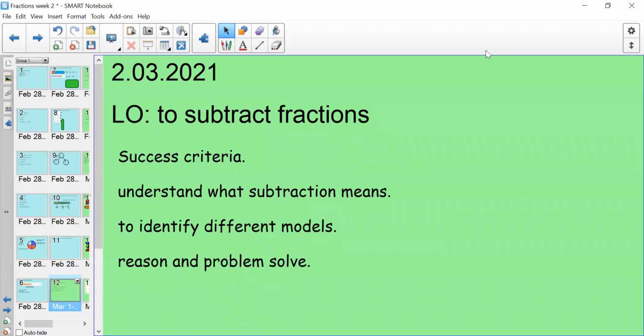Good morning, Year 4s, and welcome to our maths lesson for today. So the learning objective today is to subtract fractions. And our success criteria is to understand what subtraction means, to identify different models, and to reason and problem solve.